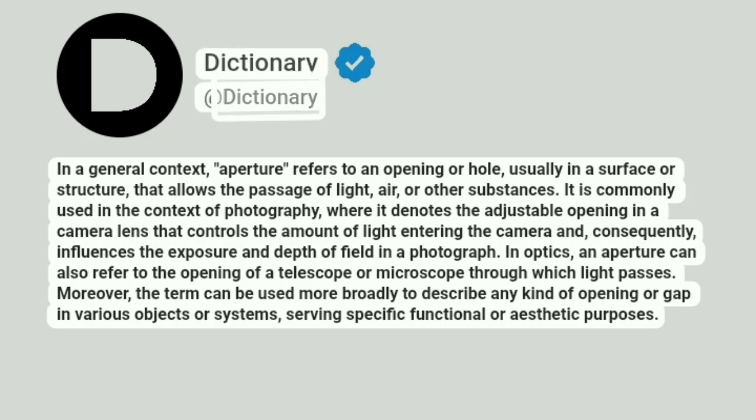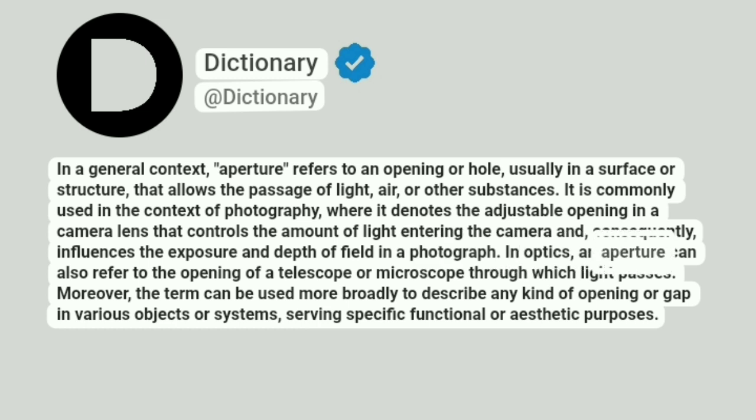Dictionary at dictionary. In a general context, aperture refers to an opening or hole, usually in a surface or structure, that allows the passage of light, air, or other substances. It is commonly used in the context of photography, where it denotes the adjustable opening in a camera lens that controls the amount of light entering the camera and, consequently, influences the exposure and depth of field in a photograph.